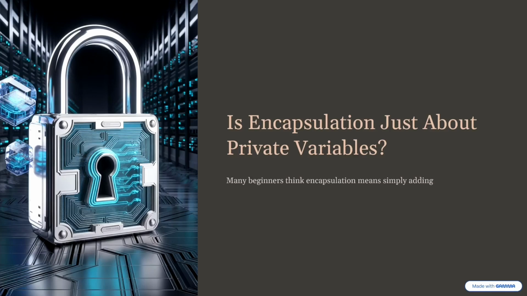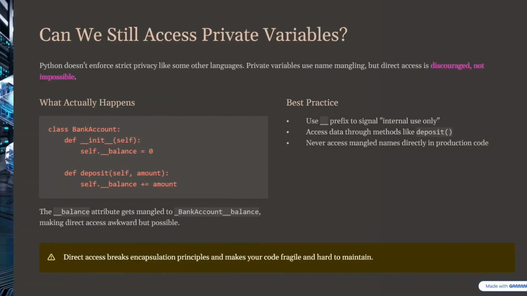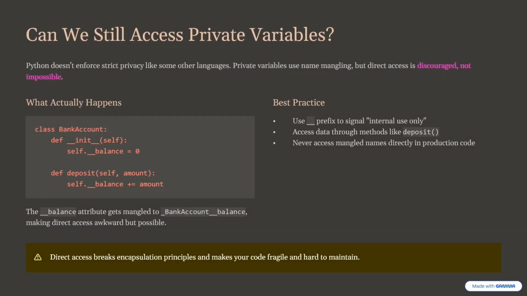Another common confusion is this. Can we still access private variables in Python? Technically, yes. Python does not create completely strict private variables like some other programming languages. Instead, it follows a concept called name mangling, which means direct access is discouraged, not entirely impossible. But in real-world programming, we should still treat private variables as protected data.